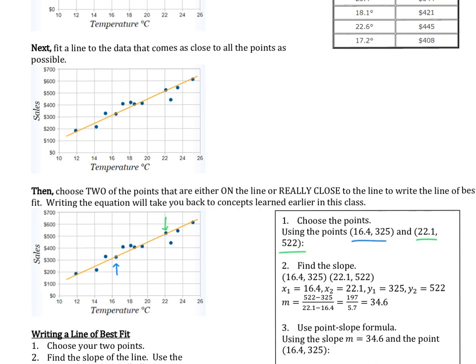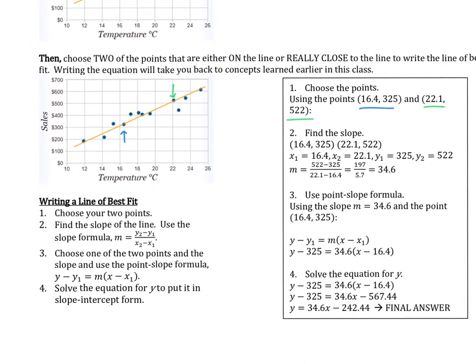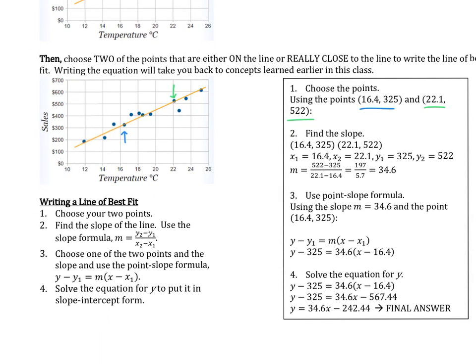From here, it's just all algebra 1 stuff. I'm going to find the equation of that line using these 2 points. The first step in that process is to find the slope, with x1, x2, y1, y2. For slope, you subtract y2 minus y1 over x2 minus x1. You find your slope is 34.6, and then use point slope formula. Using the slope, 34.6, you could pick either point, but the first point is easy, 16.4, 325. Point slope form here is y minus 325 equals 34.6 times x minus 16.4.